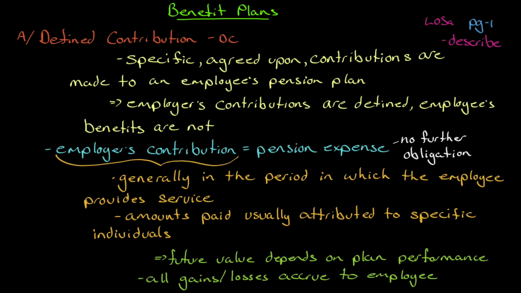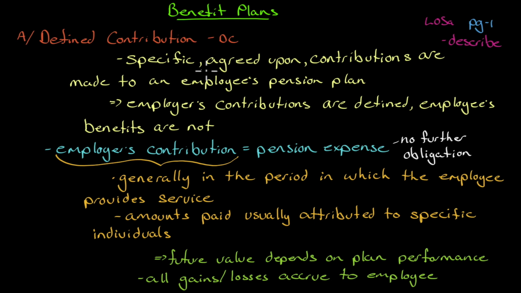So let's have a look at the different types of plans we have and the different types of reporting we have for that. The easiest one, and really the more common one these days, is defined contribution. And that's exactly what it is. The contribution that the company makes is defined. Not the benefit, but the contribution is defined, which means the pension expense each period is easy to figure out. It's whatever the contribution is, right?